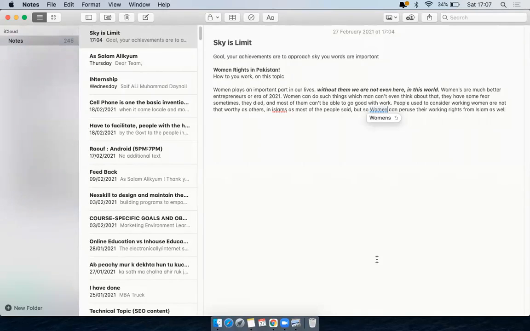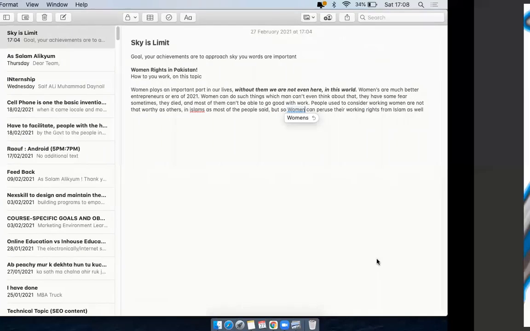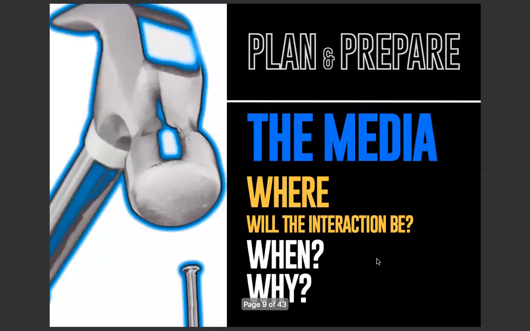It always depends where you want to know the truth and the media. Where will the interaction be, when and why? As I said before: when, why, how, where, and what. So what was the topic? Where you are going to start, why you are going to start, how you are going to do it, and when you are going to do it. So this is actually the 5 words, 4 W's and 1 H. How?